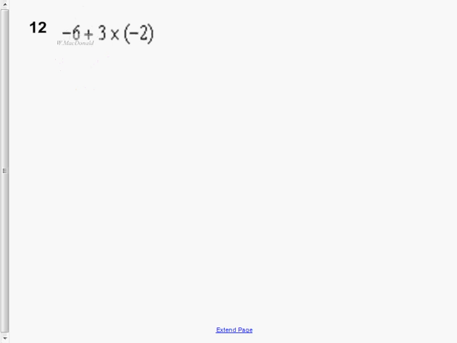Question 12, I have an addition and I have a multiplication. I'm going to do my multiplication first. So the product of 3 and negative 2 is negative 6. I'm going to keep that in brackets because I want to separate my addition from my negative symbol. Negative 6 plus negative 6 is negative 12.